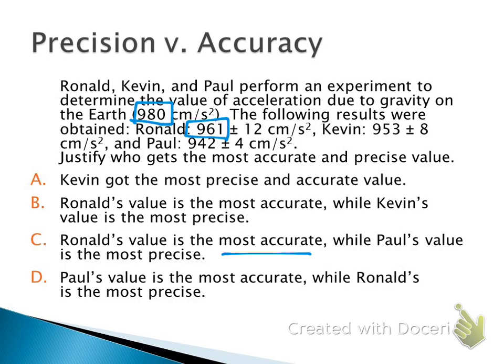Good. And then what about Keaton? Can you explain the next part of it for me? Because of the plus or minus, that's basically them giving the wiggle room, saying I could be off this many. And because Paul's number is the smallest, that makes him the most precise. Good. His measurements are closest together because he's only got plus or minus 4 centimeters per second squared on either side of his measurements. So he's got very little variance or little wiggle room. That's a good way to put it. Very nice.